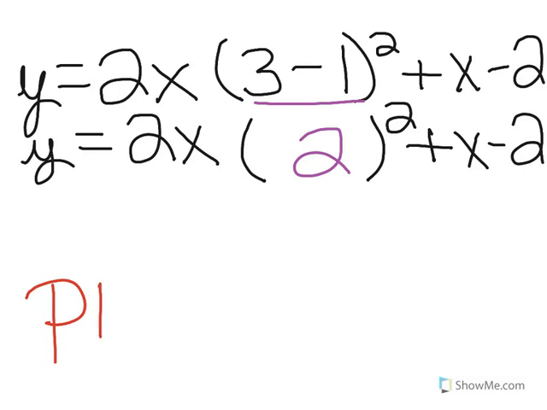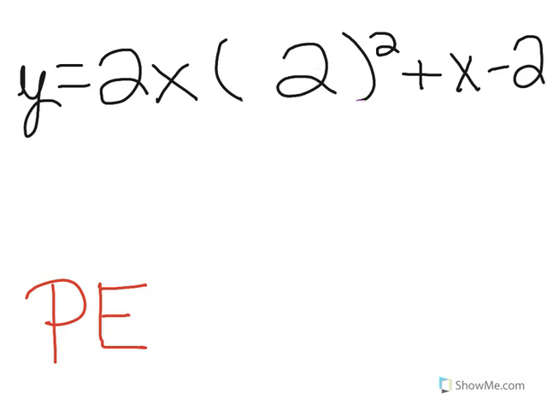Next, we will go to the E in PEMDAS, which stands for exponents. So I look into my now simplified problem, y equals 2x times 2 squared plus x minus 2, and I see if there are any exponents. I have one exponent, and that's 2 to the second power. So I'm now going to solve my equation with 2 to the second power being simplified.